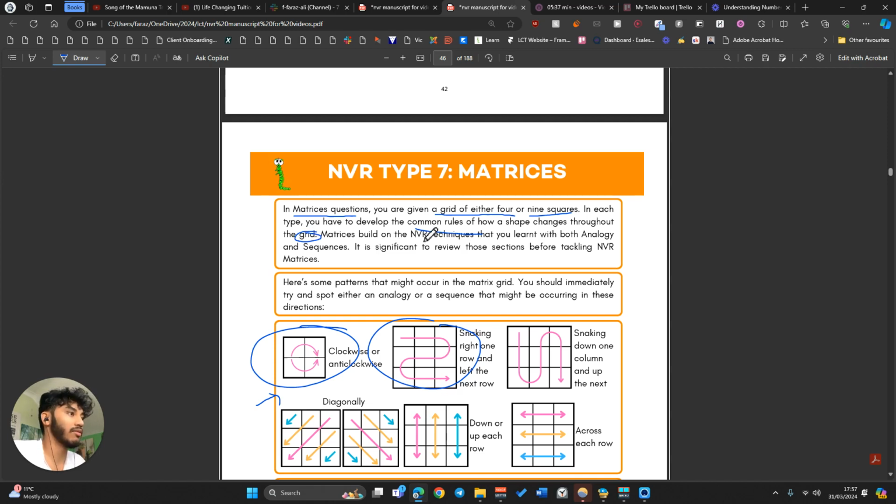Matrices build on NVR techniques, for example the ones that you learn in analogy or sequences. It is significant to review these sections before tackling NVR matrices. If you're confident with, for example, what could be coming up, like I always say, the mnemonic that we've got, never sneak snacks into a crowded picnic, to a crowded picnic, not into.